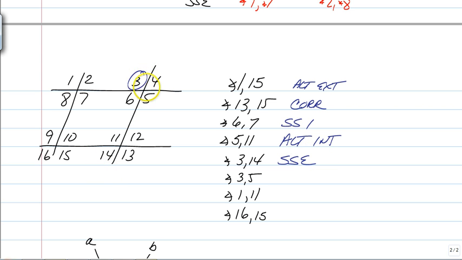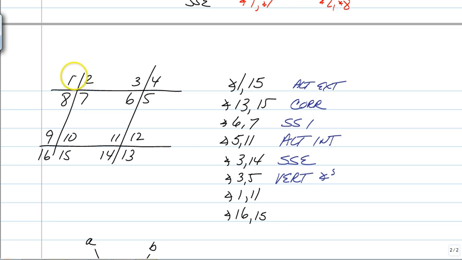Angle 3 and angle 5. Notice they are on the exact same intersection. That does not mean that they have a new special name. We can still use things that we learned in Chapter 1. Those are still called vertical angles, just like they were back in Chapter 1.